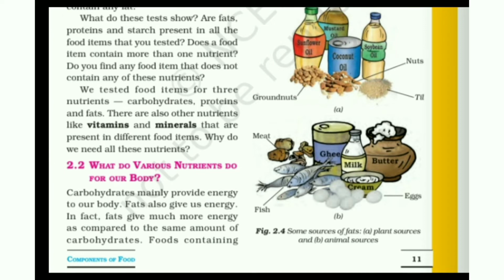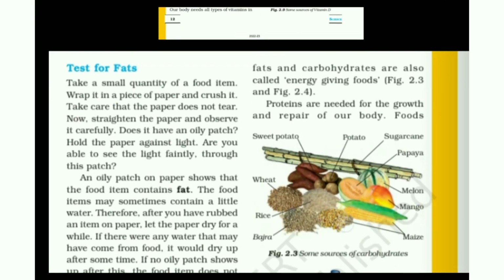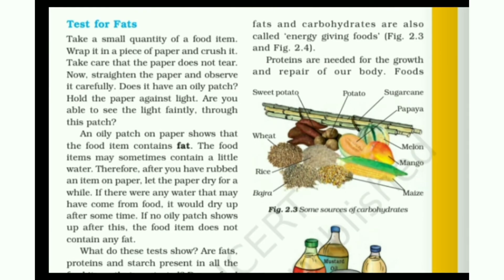So after that, protein is needed for the growth and repair of our body. It repairs our body. Okay, so that's why we call protein the body building food. Examples are peas, gram, moong dal, soya bean, white part of egg, because the yellow part of egg contains fat, right?